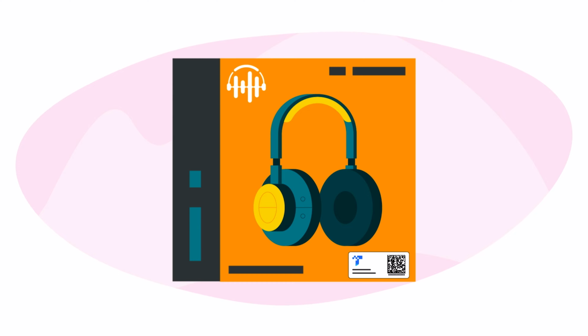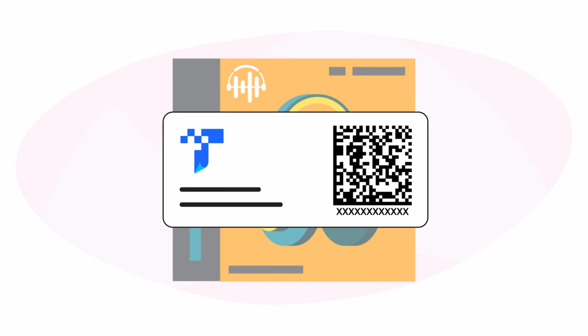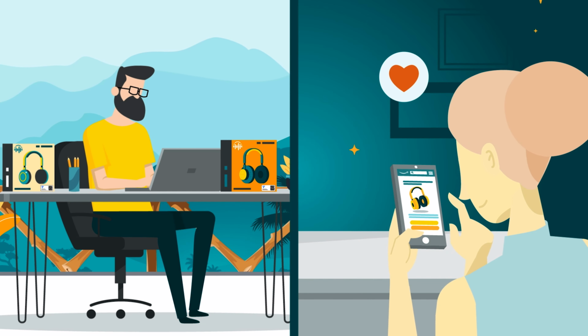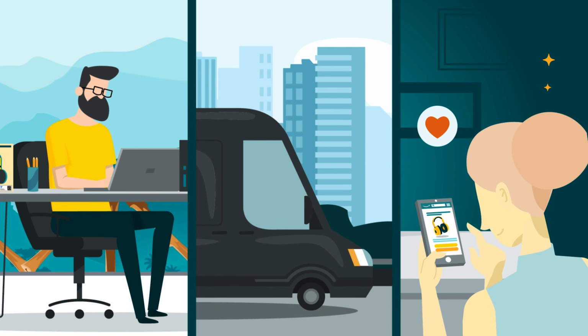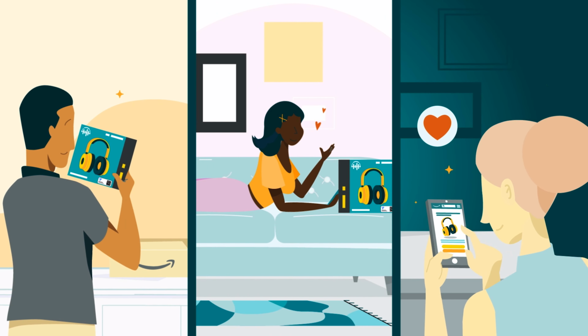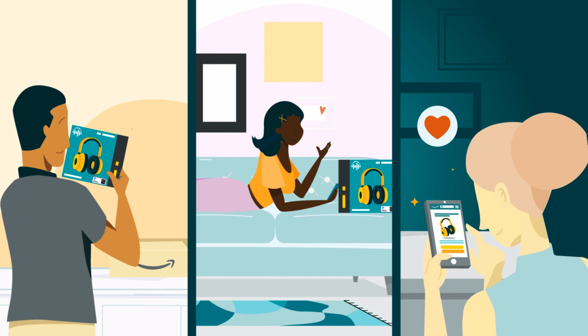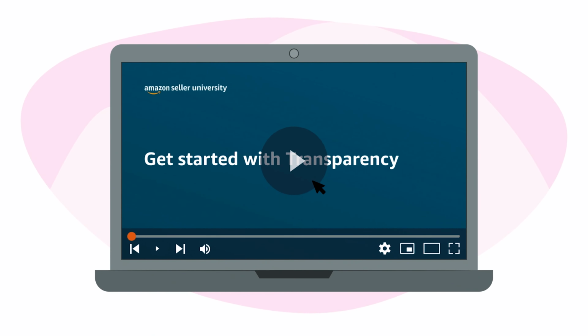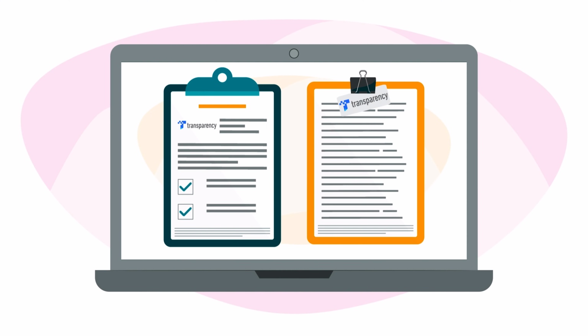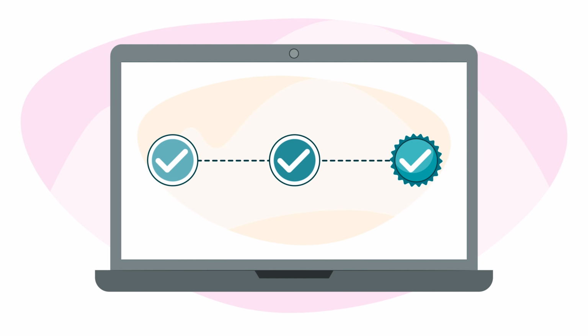With Transparency's product serialization service, you and your customers can be confident that your products are authentic regardless of who fulfills them. This helps promote positive brand associations and maintain valuable customer trust. In this video, we'll share Transparency's eligibility requirements and use cases, and provide an overview of the steps you'll complete after enrolling in the program.